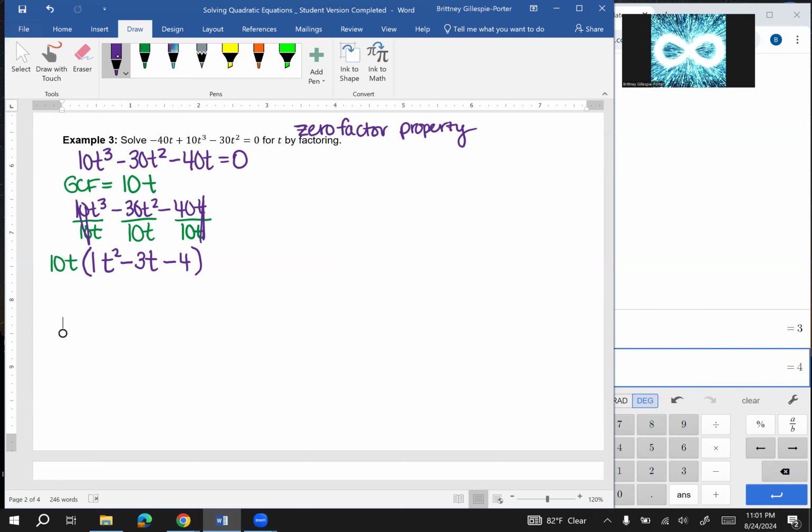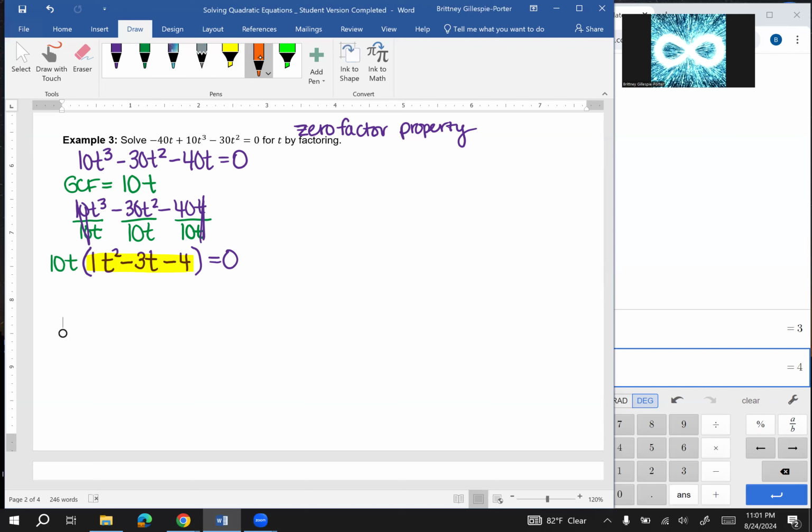Now, we still are set equal to 0, but we're not going to do the zero factor property yet. That's because we have to check this parenthesis on the inside here, because there's a t squared. We may be able to factor it further. So if we're looking at this t squared minus 3t minus 4, we already took out the GCF.